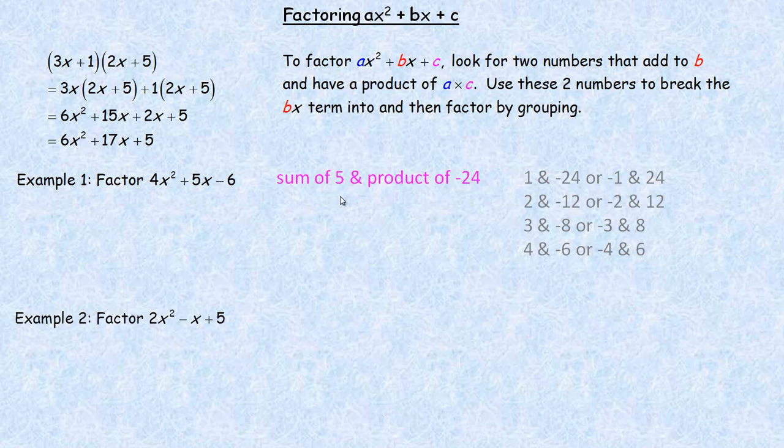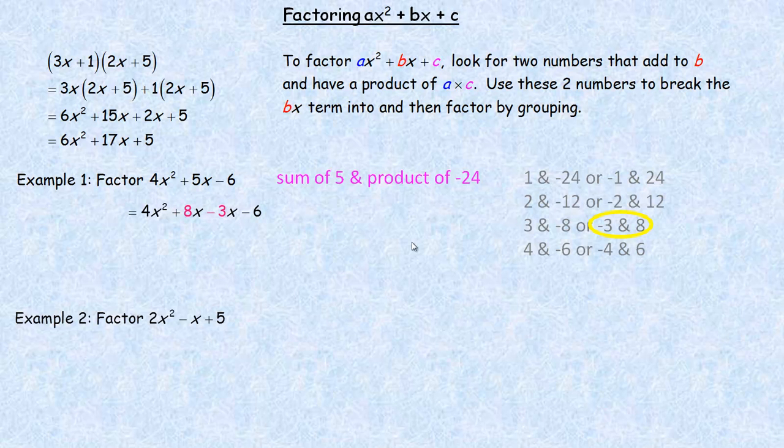Now we want to select from there the pair that also has a sum of 5. So the ones that have a sum of 5 would be the negative 3 and 8. That's the only pair of all 8 of these that has a sum of positive 5. And so what we're going to use the negative 3 and 8 for is to rewrite this, breaking the 5x down to 8x minus 3x. So there's the 8 and negative 3.